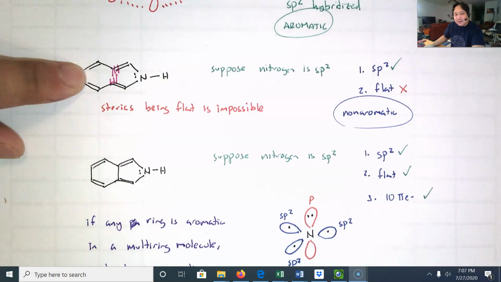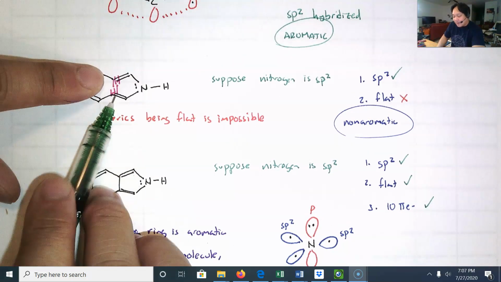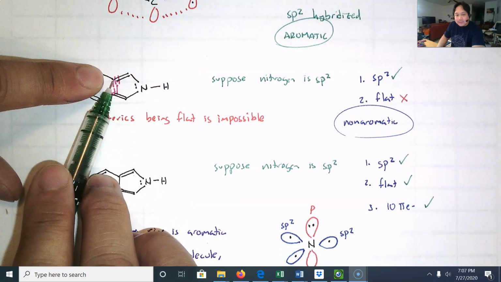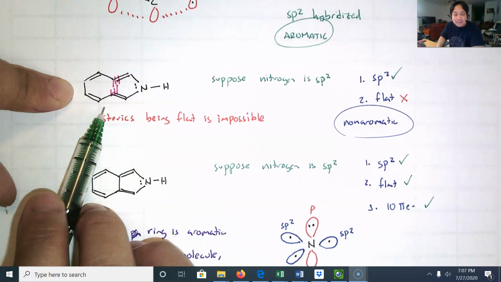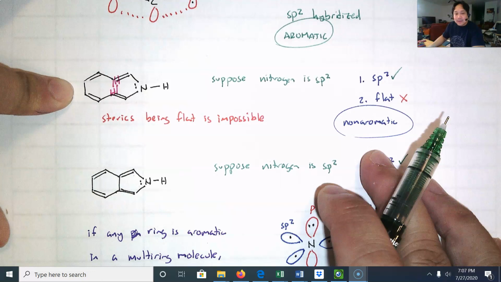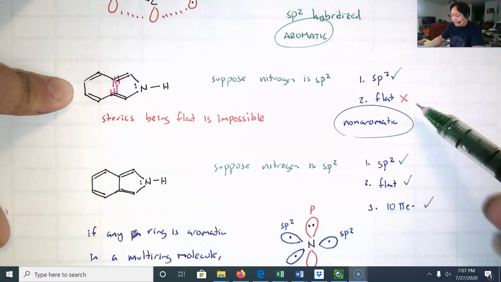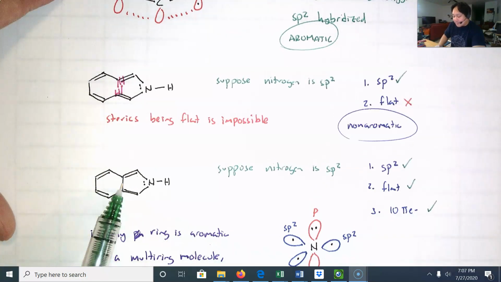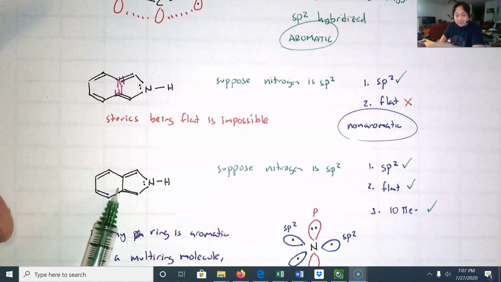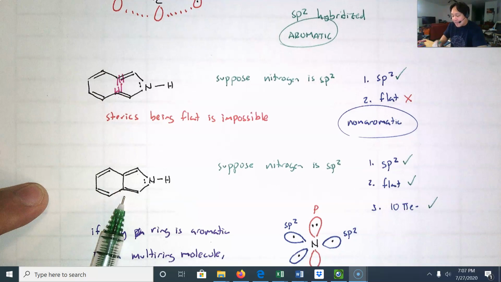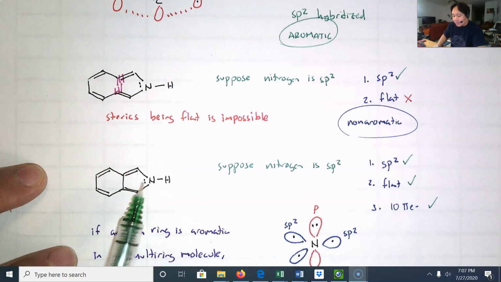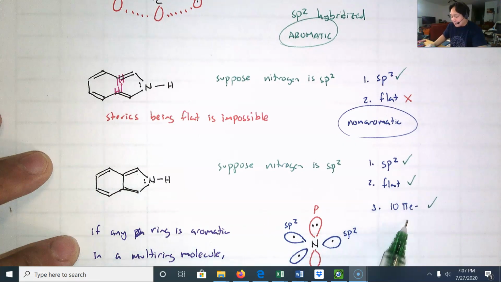So while this molecule here, where we had some bumping between the hydrogens and the carbons, cannot be flat, that is non-aromatic. It doesn't fit rule 2. But by making this a covalent bond between two carbons and getting rid of the hydrogens, this molecule is flat, and also by including that lone pair, it's 10 pi electrons.